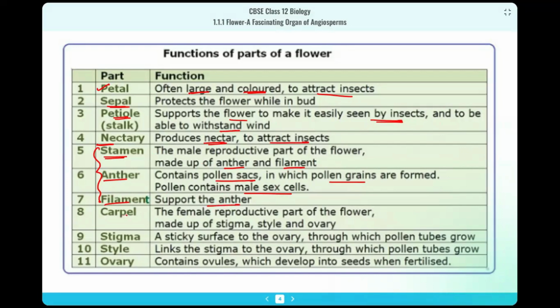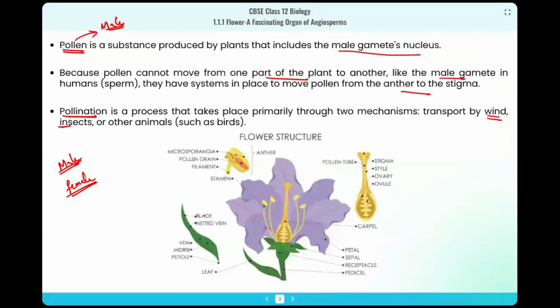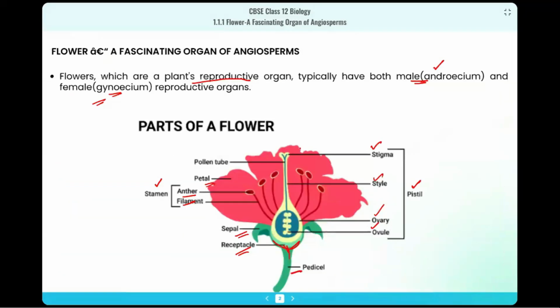Now we have the female reproductive part, that is the carpel. The female reproductive part of the flower is made up of stigma, style, and ovary. Here the stigma has a sticky surface, in the sense that the pollen grains get attached or fall on this particular area. The style is the part connecting to the ovary through which the pollen tubes grow. Now style, as you can see in this diagram, so this is the stigma.